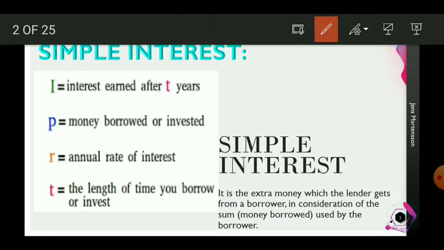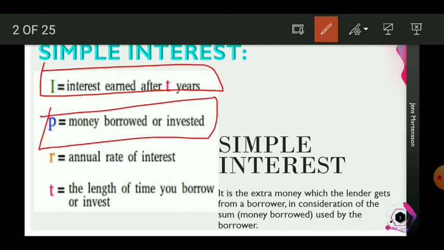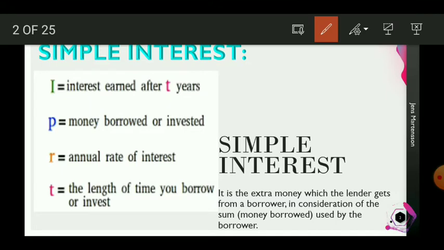I have invested an amount. So basically interest is the additional money which is added to the borrowed money or the invested money. Now, what is this P? P is the money which we have invested or borrowed. And what about rate? Rate is the annual rate of interest, like how much percent of money is added to it.